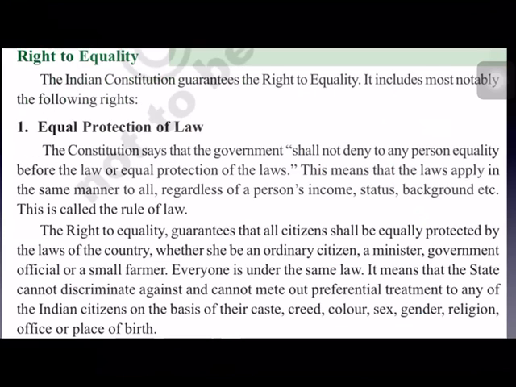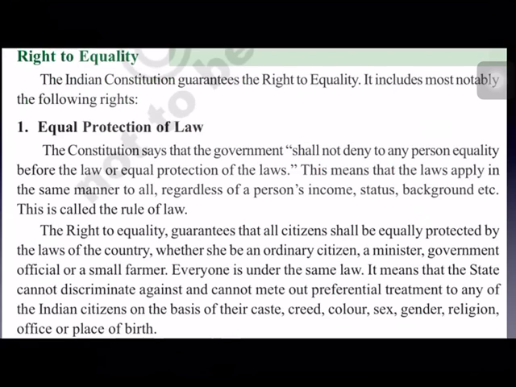Now, right to equality. This right to equality has been guaranteed by the Indian Constitution through Article number 14, and it includes the following rights. Let us see what are they. Equal protection of law. That means the government cannot deny to any person equality before law. All the people must be treated equally before law. They must be given equal protection of the laws. No one should be denied on the grounds of caste, creed, religion or language or their status or any other background. And this is called as rule of law.